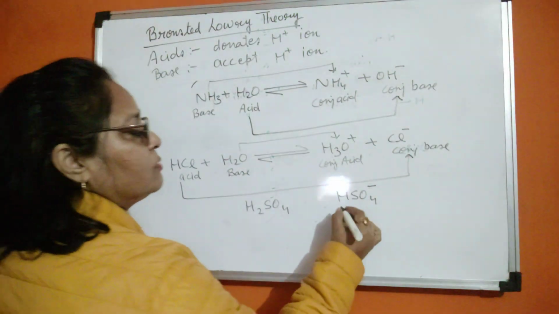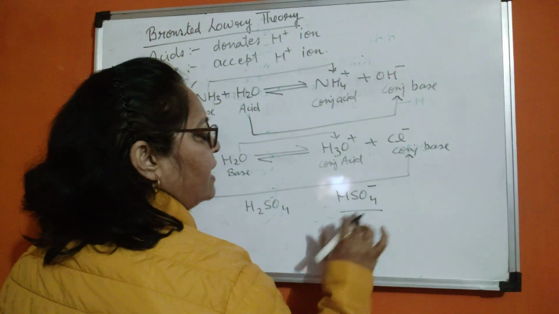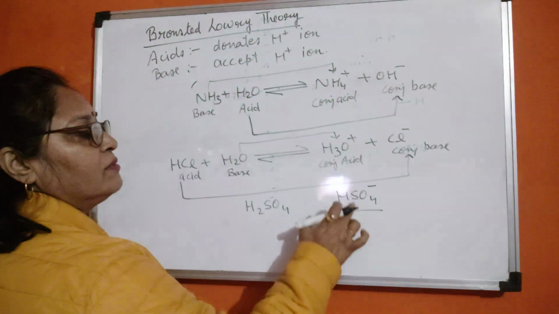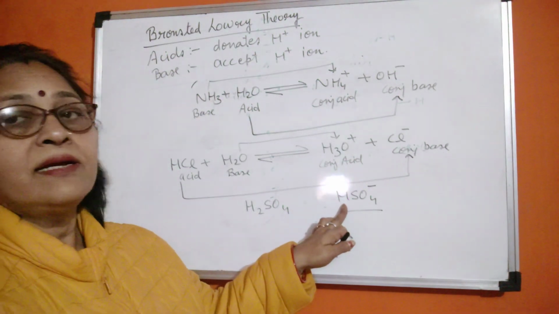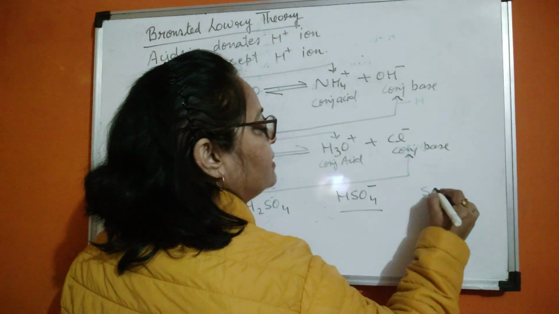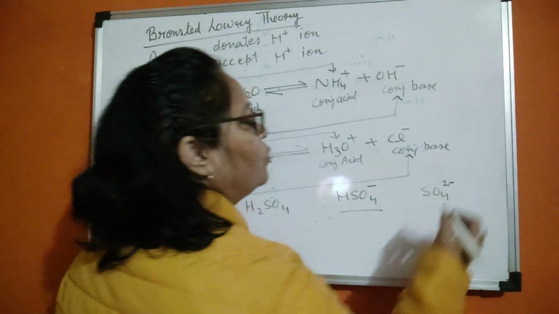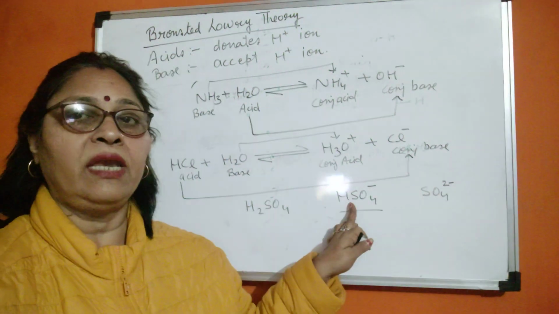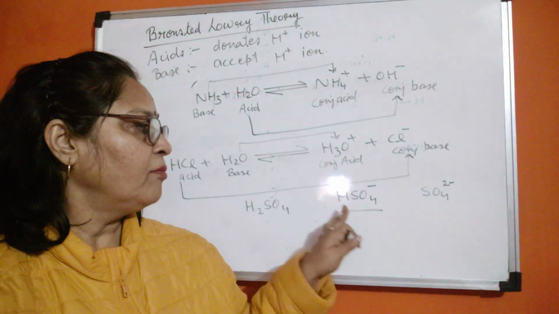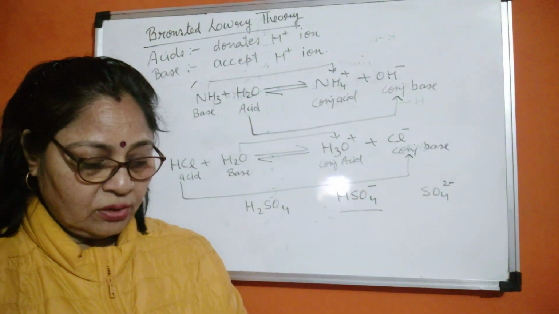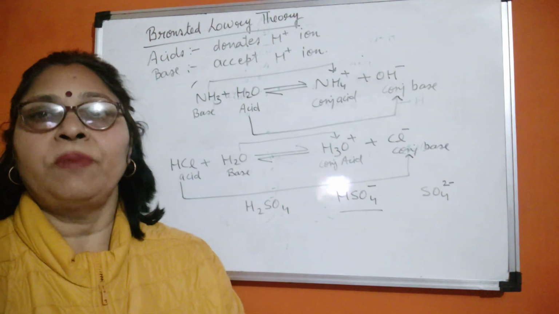And if this species is given, HSO4 negative, then its conjugate acid is this, because now we add one H plus here. So this is the conjugate acid, and its conjugate base is SO4 2 negative, because now from this species we remove one H plus. After the removal of H plus we get SO4 2 negative. So these are conjugate acid-base pairs.